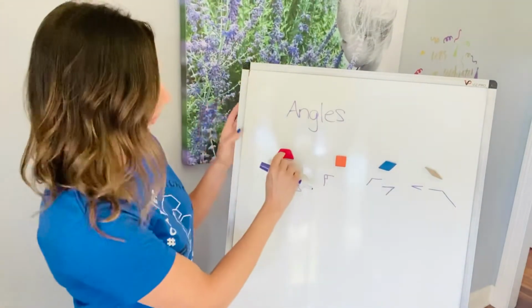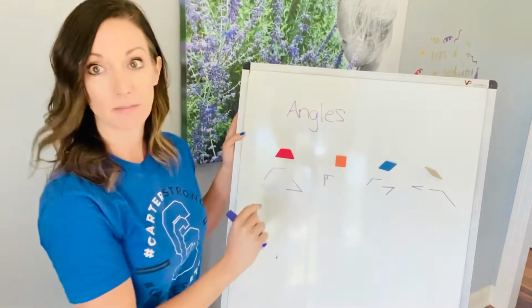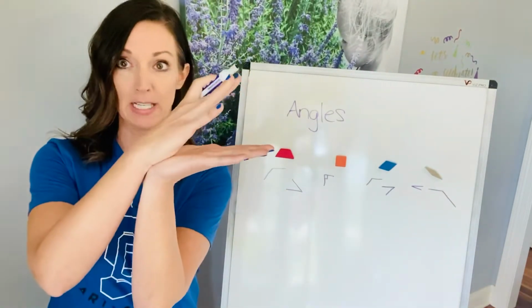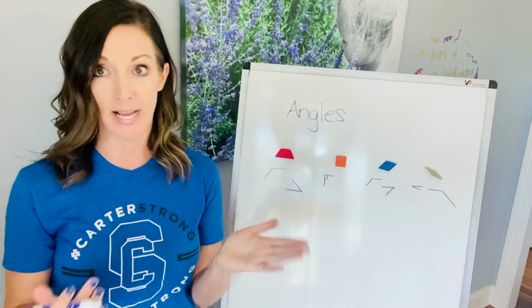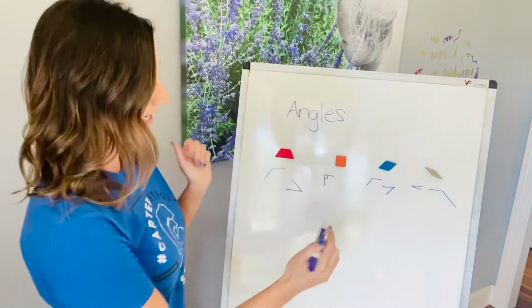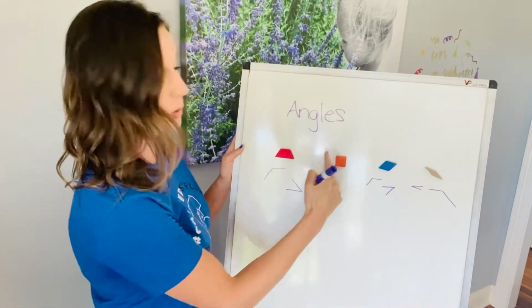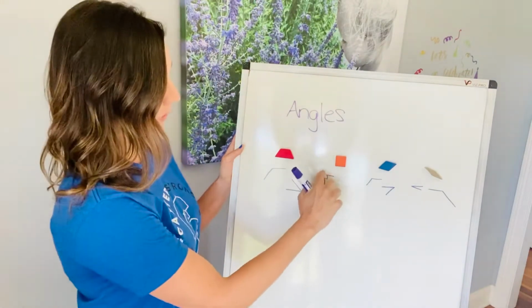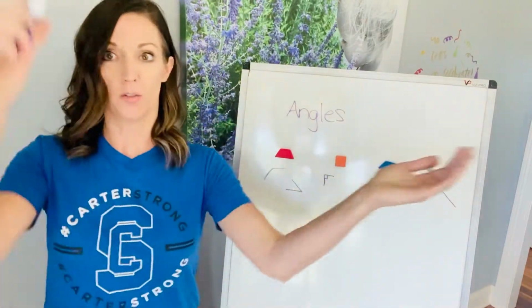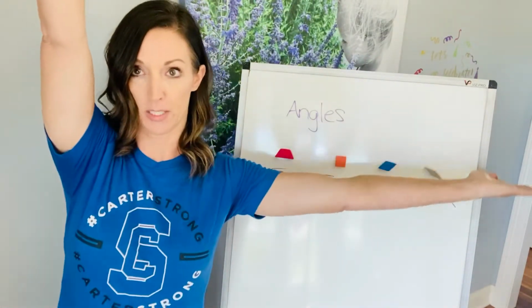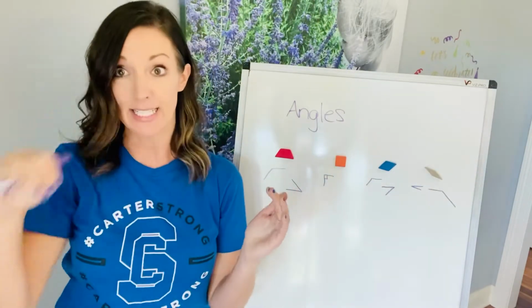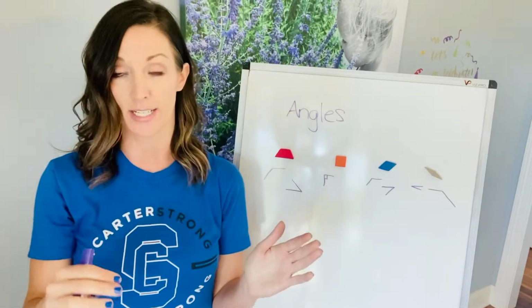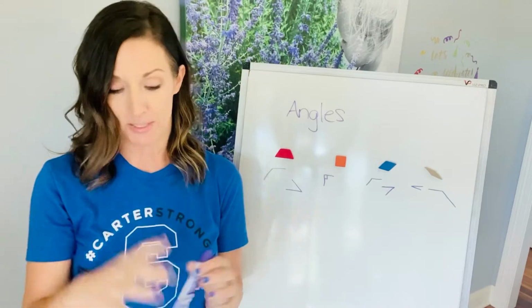Angles are the corners of a polygon, right? They're the space where two lines meet, and they can be measured by a degree. Now we know that squares have right angles. So their right angles are a square corner. So you make perpendicular lines with your arms, and it's 90 degrees. It measures 90 degrees.